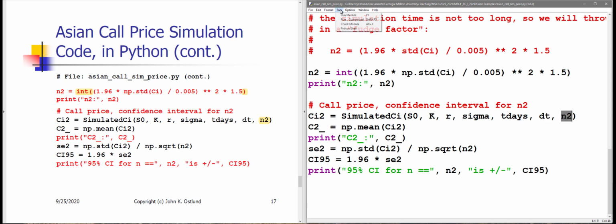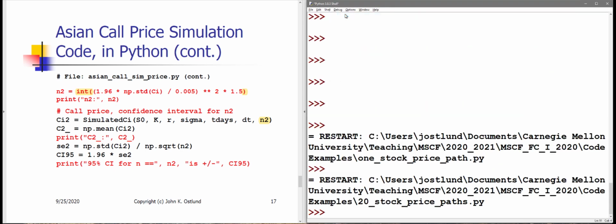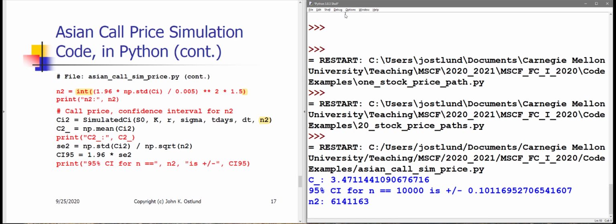Cool. So let's run this. All right. So there we have our call price for 10,000 paths. And from that and from the standard deviation, we compute that we need a little over 6 million paths to get the narrow confidence interval that we want. This first confidence interval for n equal to 10,000 is pathetic. We're plus or minus 10 cents on this price for the Asian call.